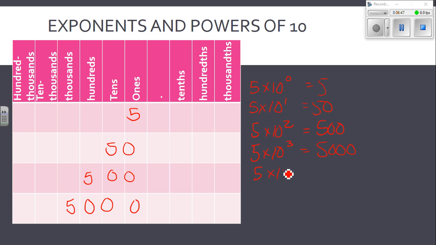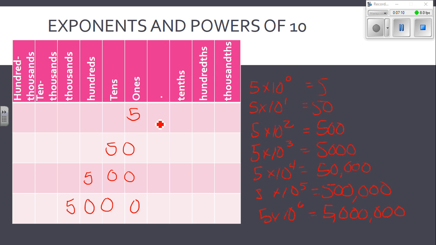5 times 10 to the fourth power, want to take a guess? 50,000. 5 times 10 to the fifth power, 500,000. What about 5 times 10 to the sixth power? 5 million. Very good.